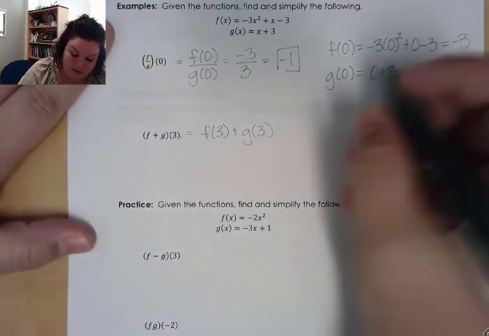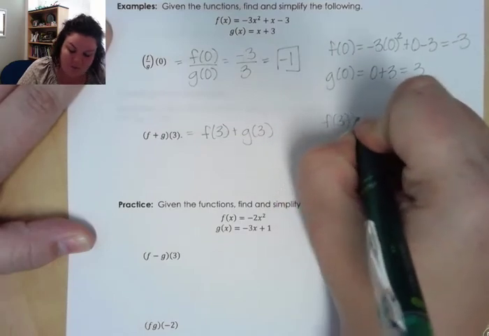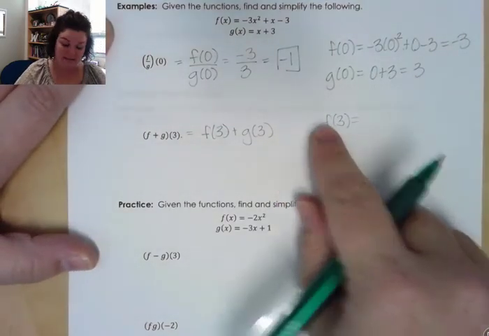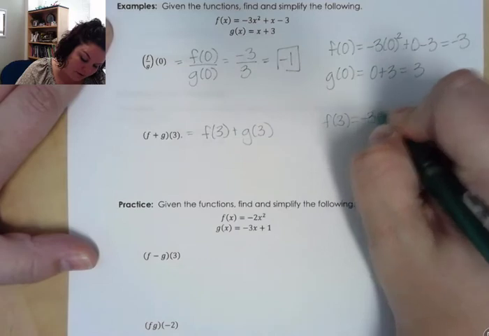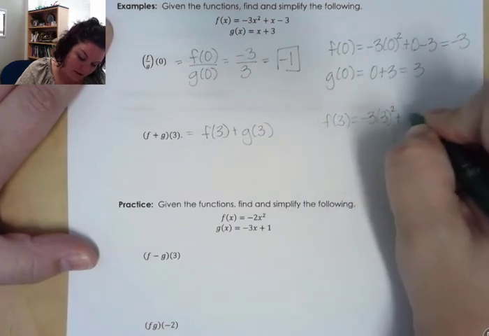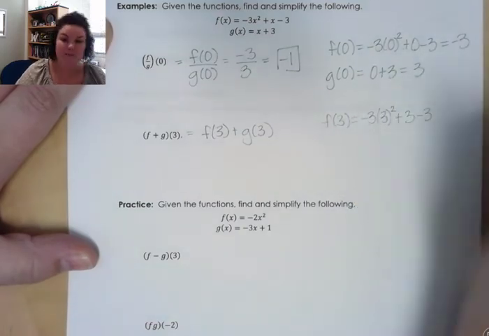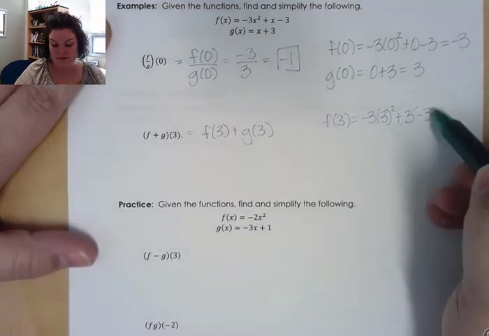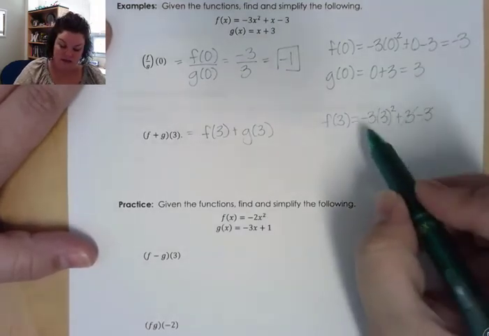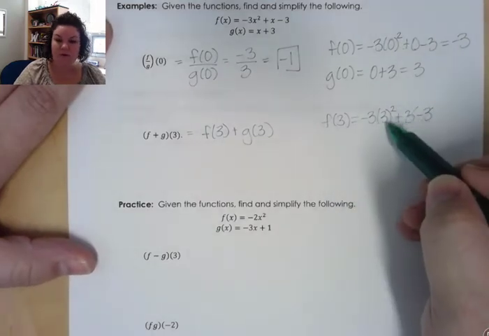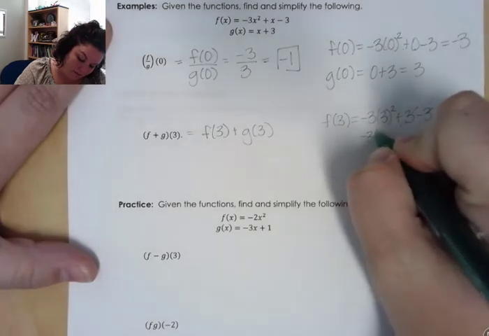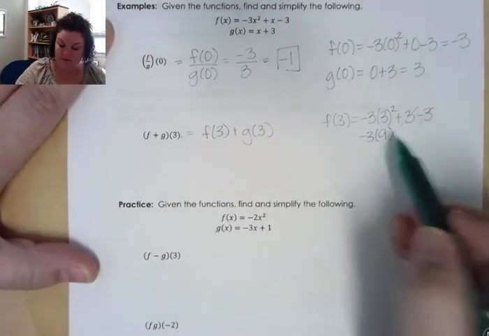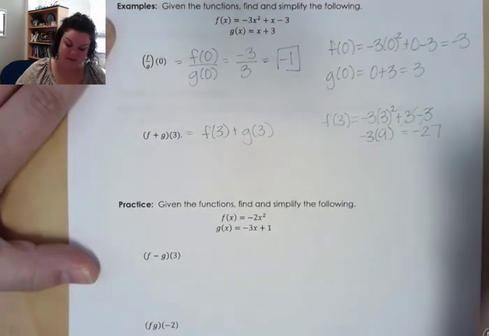All right, so off to the side, I'm going to do f evaluated at 3. So if I plug 3 into my f function, I get negative 3 times 3 squared plus 3 minus 3. Okay, and right away I see the plus 3 and minus 3. Those are opposites, so those are going to cancel out. So I just need to simplify this. I do my exponent first, so 3 squared is 9, right? And then 9 times negative 3 gives me negative 27.